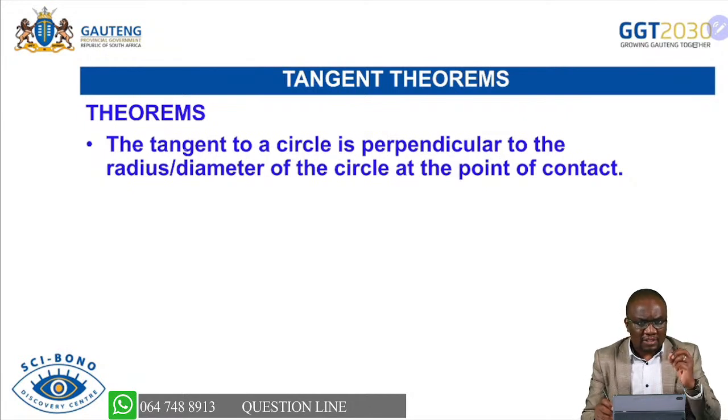The tangent to a circle is perpendicular to the radius or diameter of the circle at the point of contact. Draw the diagram, and then after that I'll give you my diagram, and then you can compare and see if my diagram and your diagram are the same. Let's try that for 2 minutes.